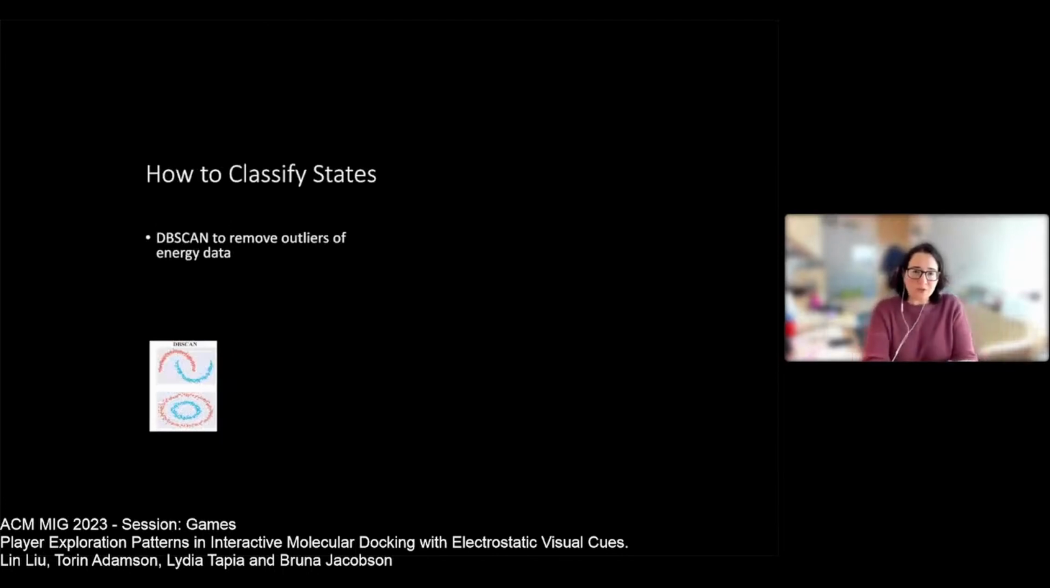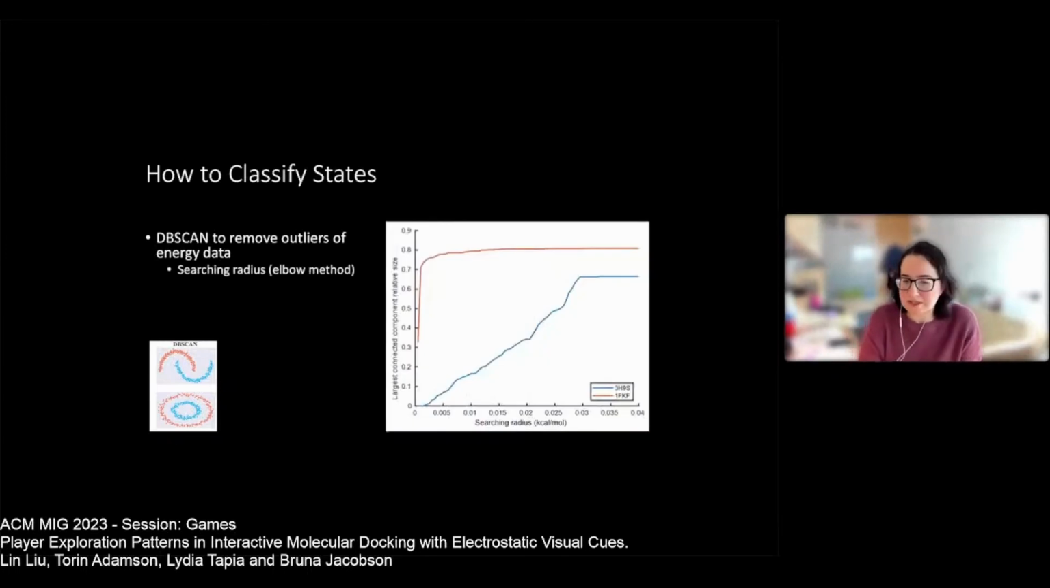So we use classification algorithms to classify the states. We use DBSCAN to remove the outliers of the energy data. DBSCAN works by connecting all points within some radius, and as you change this radius, more points will be connected. Here we have a plot of the largest connected component relative size as a function of this radius, for each of the 2 proteins.